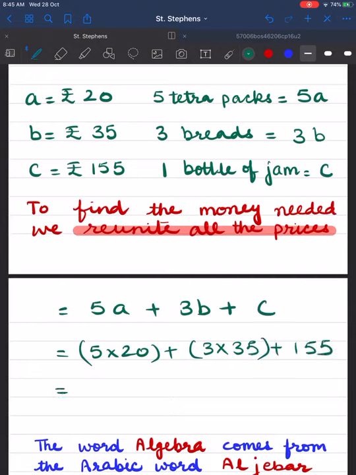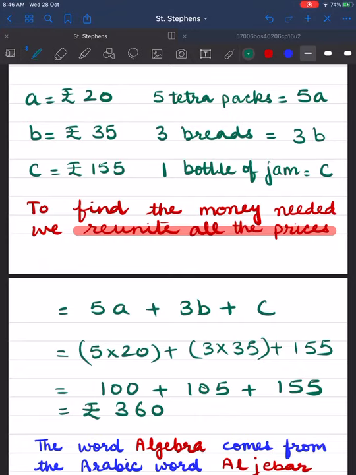Solve the brackets and we get here 100 plus 105 plus 155. On adding, we get 360. So children, rupees 360 you will need to take to the grocery store.